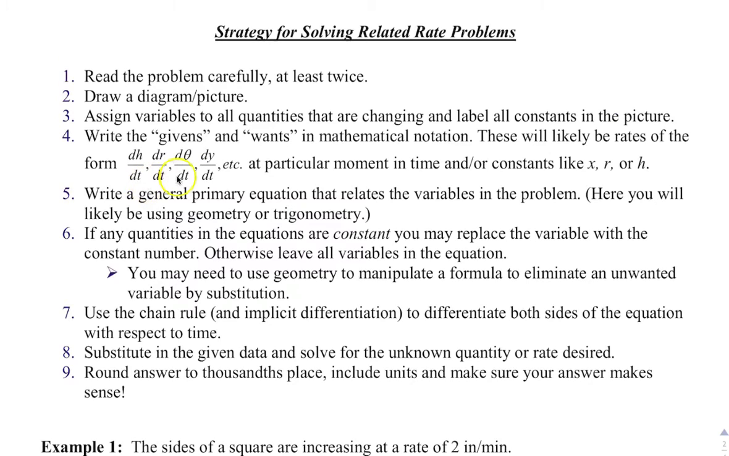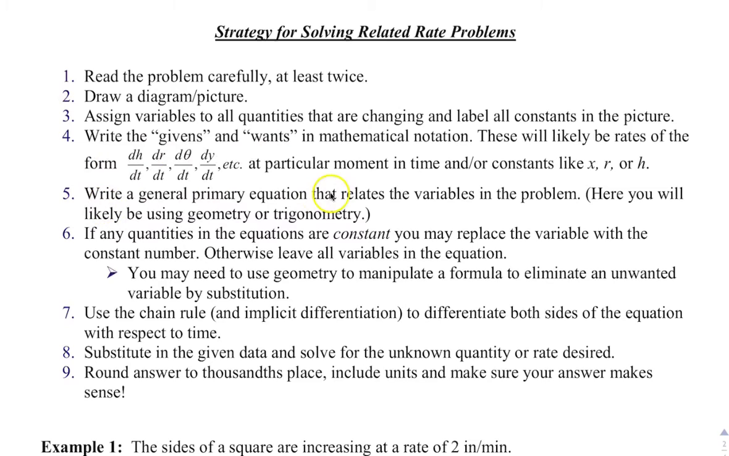So dH/dt, dr/dt, if you notice, are also all over dt. That's because in related rates, we work with respect to time. We're talking about a rate here, so it's over some form of time. So it's always going to be one of those. When you talk about a rate, how fast, how much is it increasing, it should be a rate. We can also add the constants like x, r, and h. Sometimes they're constants, sometimes they're variables, so you gotta watch out.